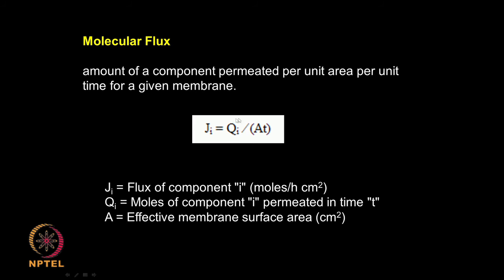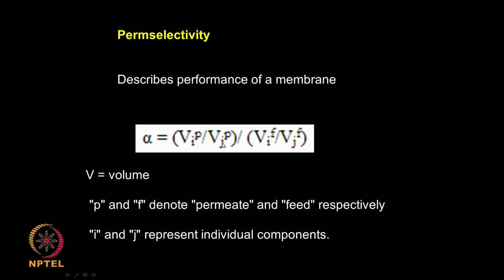R is the gas constant, T is the temperature, and P gives you the permeability, this is a permeability constant. So, the molecular flux J is given by Q by A t, A is your membrane surface area, t is your time, obvious right. J is your flux, that is component permeated per unit time, that is why it is called flux. So, we have put I, similarly we can have J, we can have K, different species. So, for each of the species you can have a different molecular flux here actually.